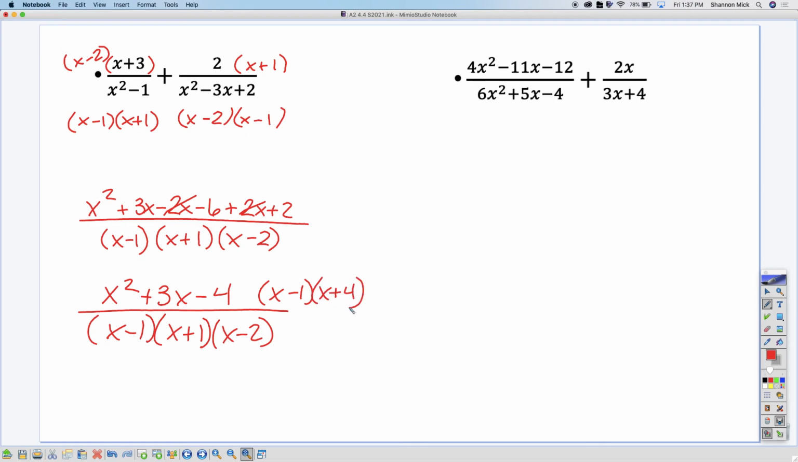So, can I reduce anything? Yes. The x minus 1 reduces, and I'm left with x plus 4. And put those parentheses so you don't try to reduce when you can't. Over x plus 1 times x minus 2.